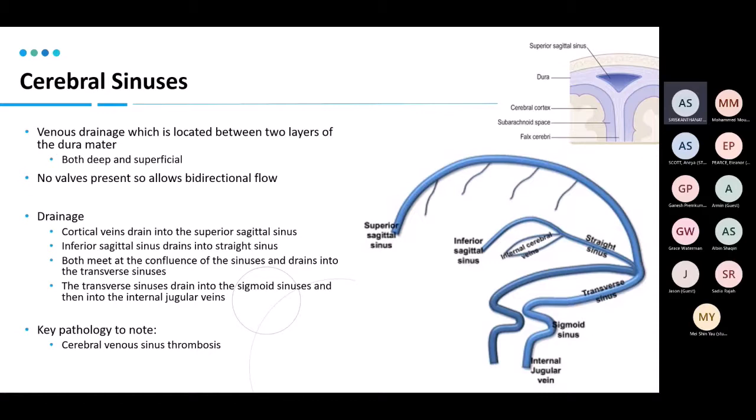Just to quickly go through the drainage itself. You've got the cortical veins, which drain into the superior sagittal sinus, this big pipeline here. This meets up with the straight sinus, which is draining things from the inferior sagittal sinus, just below the superior, and it meets at the confluence of the sinuses. This then drains into the transverse sinus, which goes right and left, down to the sigmoid sinus, and then they all drain out into your internal jugular vein, and then into your venous system systemically.